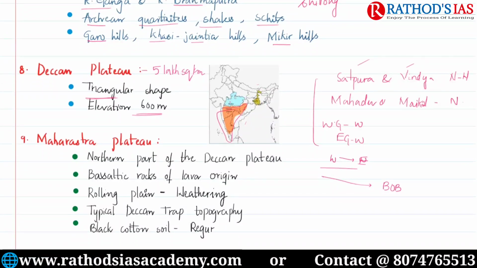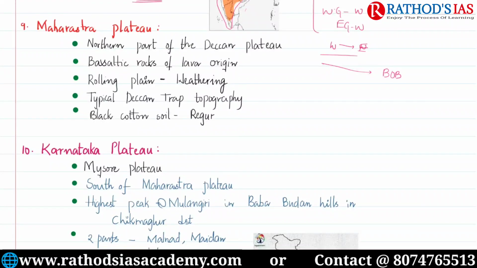Next is the Maharashtra Plateau. The name itself says that it lies in Maharashtra, and it forms the northern part of the Deccan Plateau. Much of the region is underlain by basaltic rocks, and because of extensive weathering or erosion the area appears like a rolling plain. We can see typical Deccan trap topography, that is step-like topography, in this Maharashtra Plateau. This region is also very rich in black cotton soil, also called Regur soil.